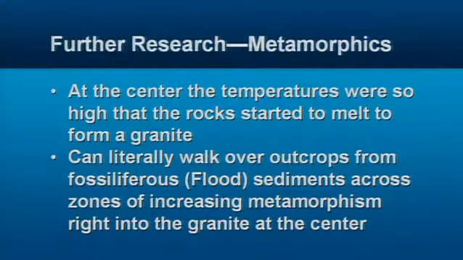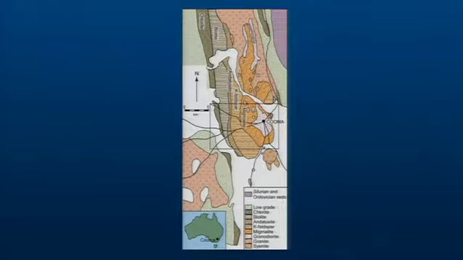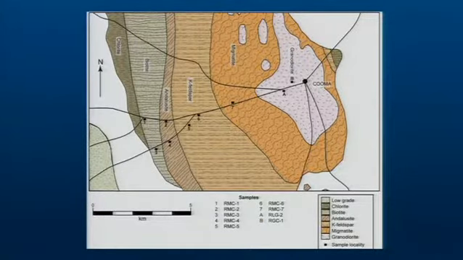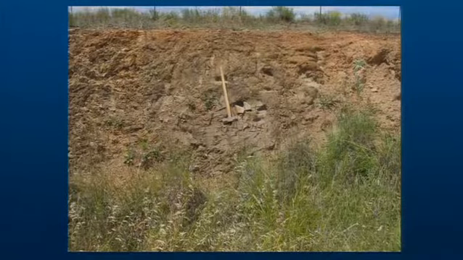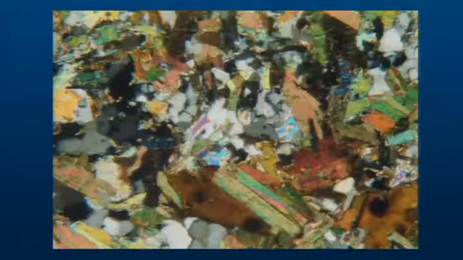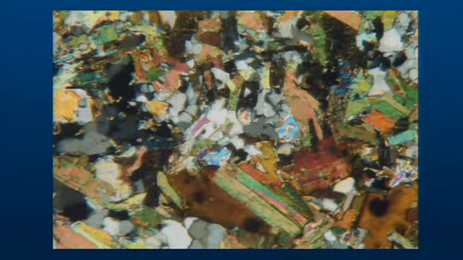At the centre, the temperatures were so high that the rocks started to melt and form a granite. And as I said earlier, you can literally walk over the outcrops from fossiliferous flood sediments across the zones of increasing metamorphism right into the centre, into the granite. Sorry about the scale, but it's the elongation that's the problem. But here you can see these zones, and in the centre on the township of Cooma is the granite.